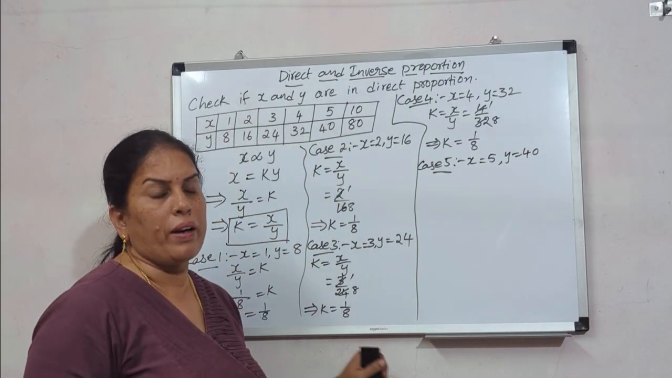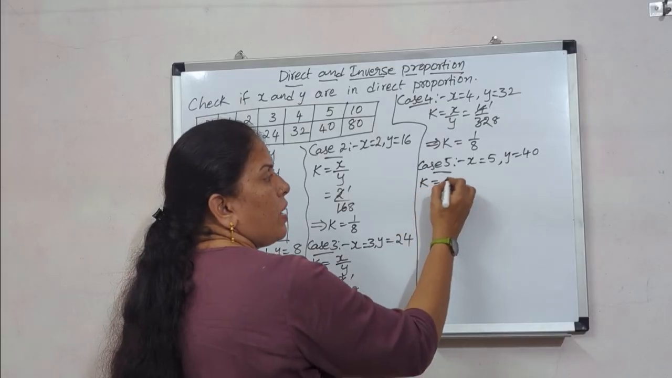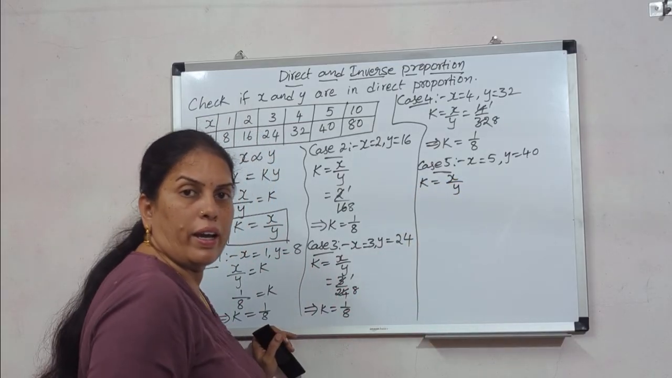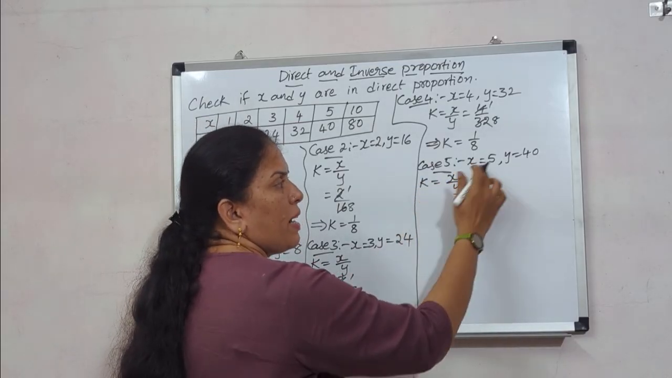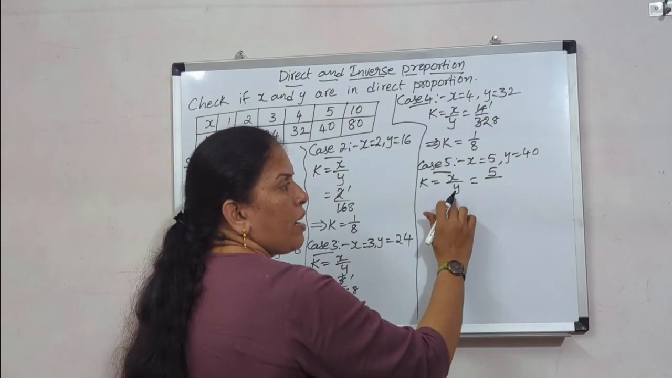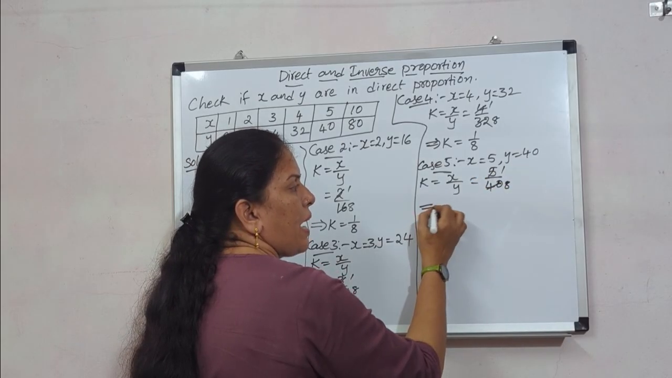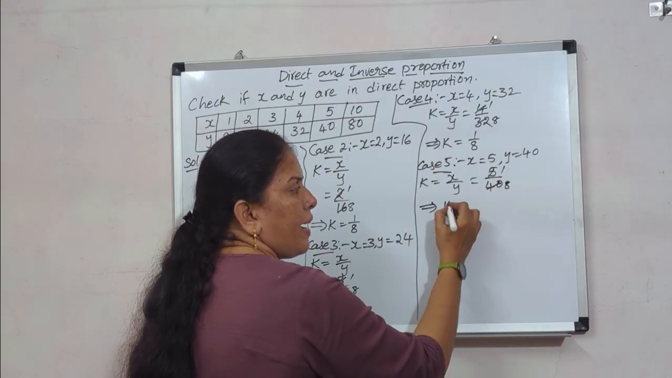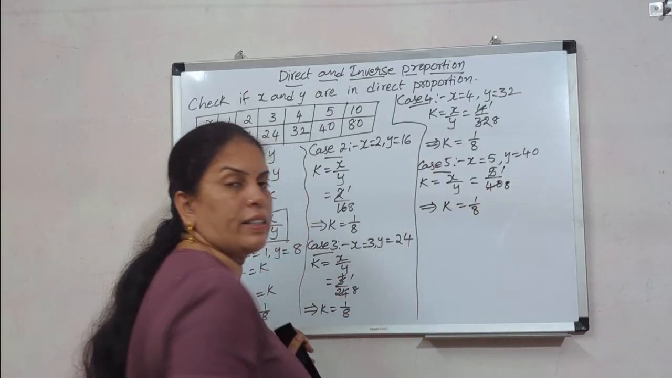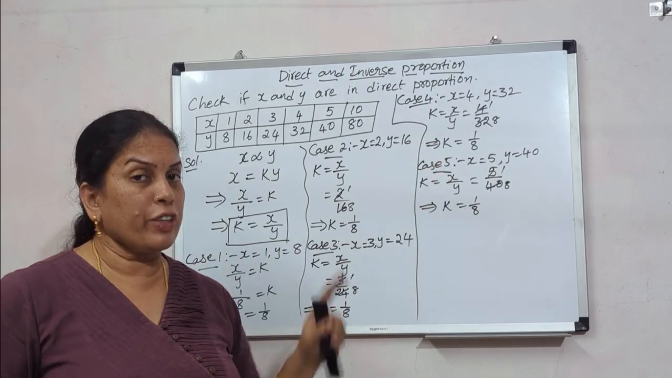We will apply the formula now. K is equal to x by y, which is 5 by 40. 5 ones are 5, 5 eights are 40. Implies k value, how much you got? K is equal to 1 by 8. This is in the fifth case.